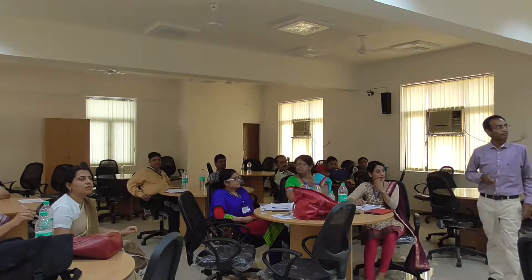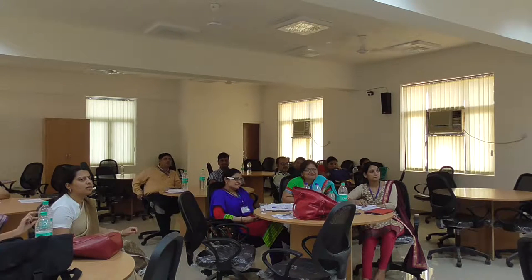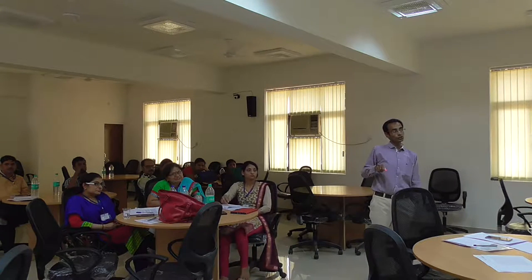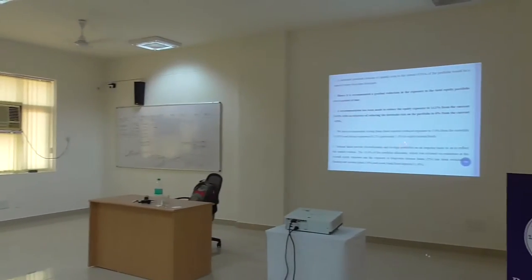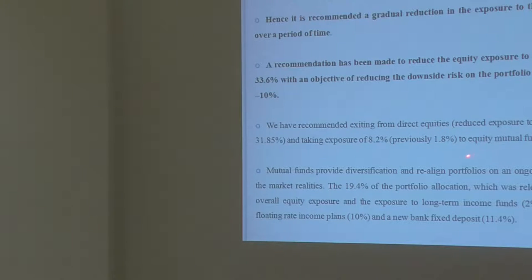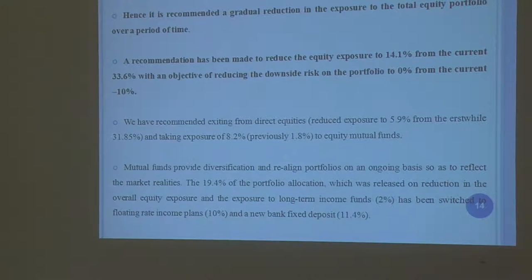Let's see, now I'll just read it as it is. Recommended: gradual reduction in exposure to the total equity over a period. I've explained it, and I'm just reading out what I have done. Our recommendation has been made to reduce the equity exposure to 14.1% of the current deficit, with an objective of reducing the downside risk of the portfolio to zero. The 10% erosion from the current equity is being brought down slowly. We have recommended exiting from direct equity, reducing exposure to 5.9 from 31.1, and taking exposure to 8.2 in equity mutual funds. To reduce the exposure, remove your funds from one avenue and put them into another. Mutual funds provide that. That's just a destination.